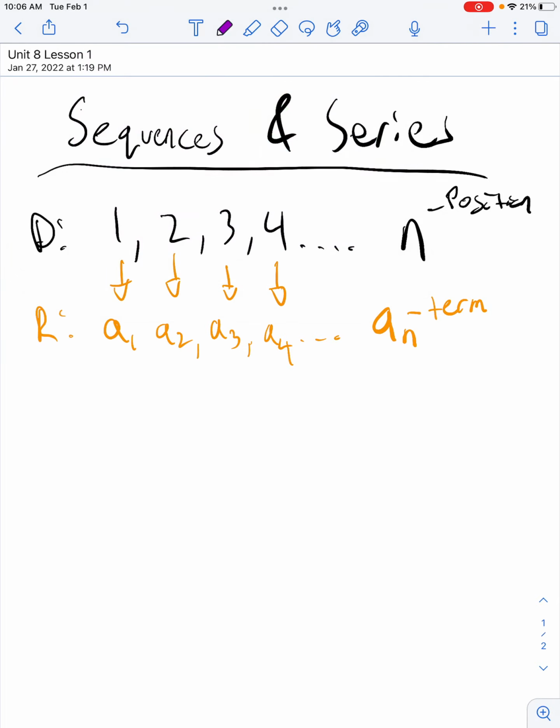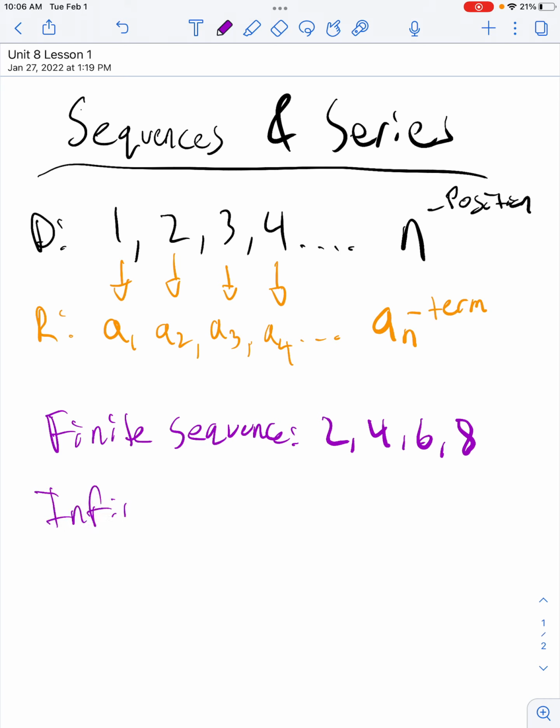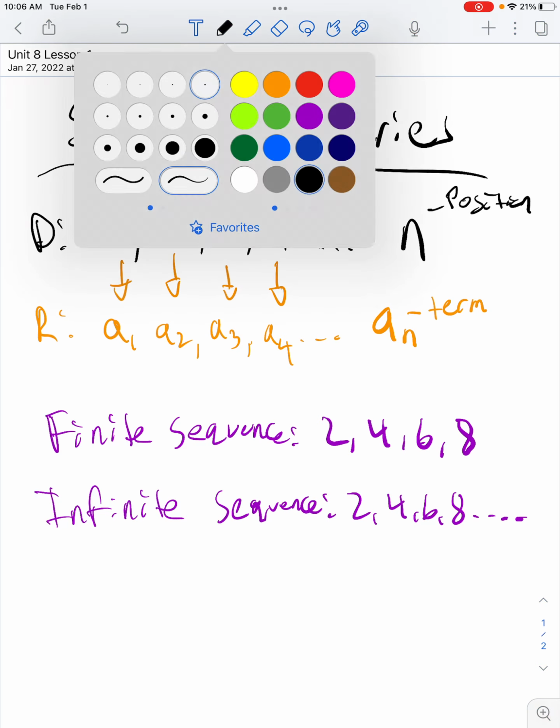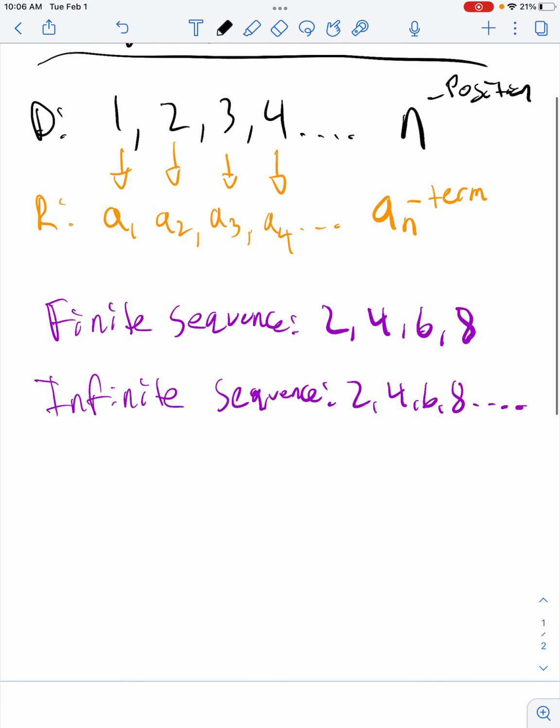So there are a couple of different types of sequences. We have a finite sequence, which can be like 2, 4, 6, and 8. Or you can have an infinite sequence, which goes 2, 4, 6, 8, 10, 12, all the way until infinity. Now, you may be asked to develop rules for these sequences.